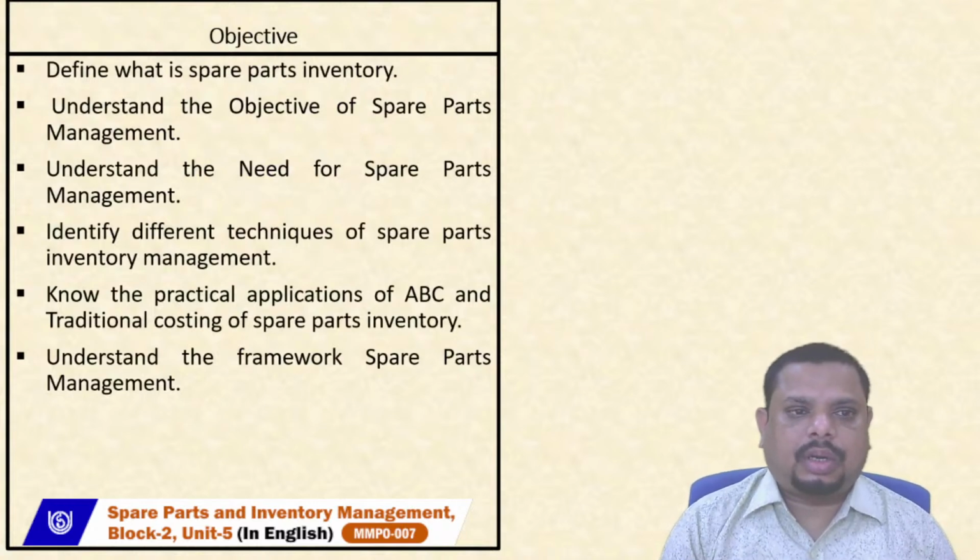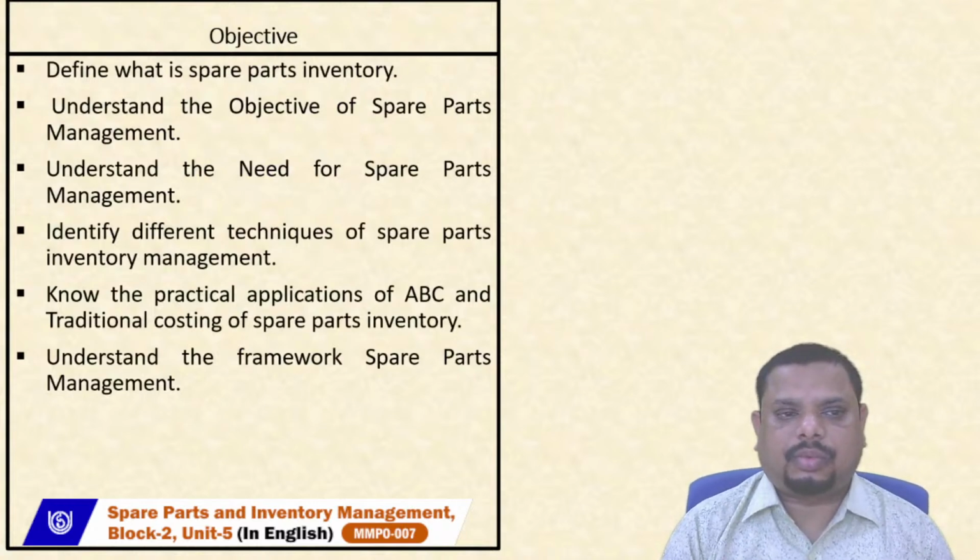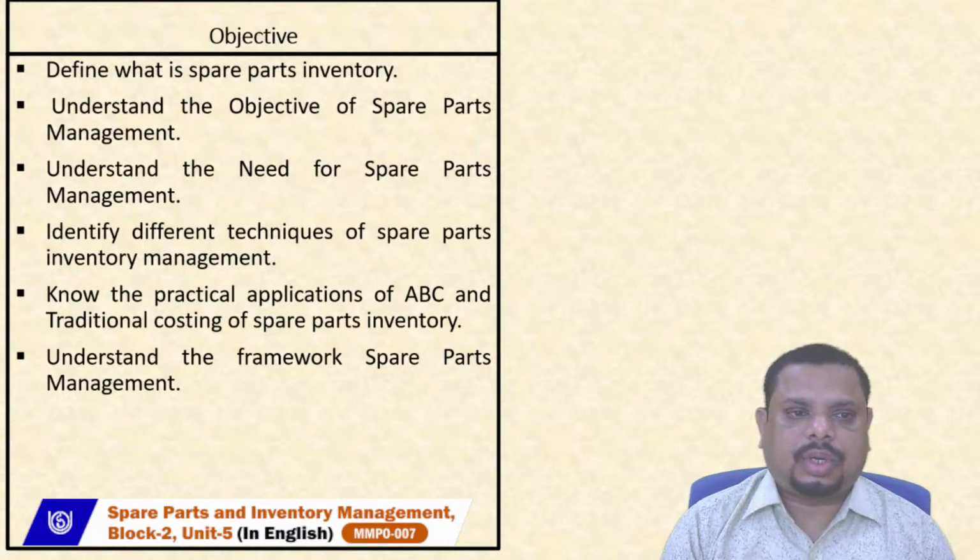Objective number one, first we have to define what spare parts inventories are. Point number two, understand the objective of spare parts management. Point number three, understand the need for spare parts management. Next, identify the different techniques of spare parts. Next, know the practical application of ABC and traditional costing of spare parts inventories, and understand the framework for spare parts management. So these are the basic objectives for today's session.